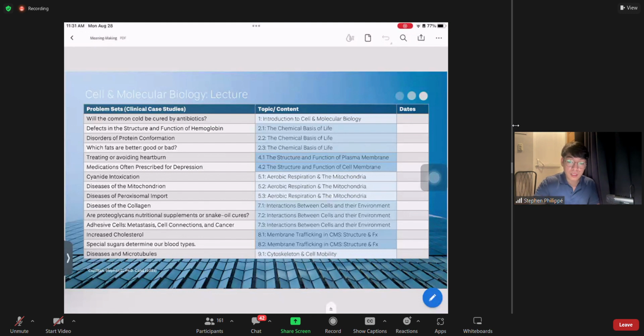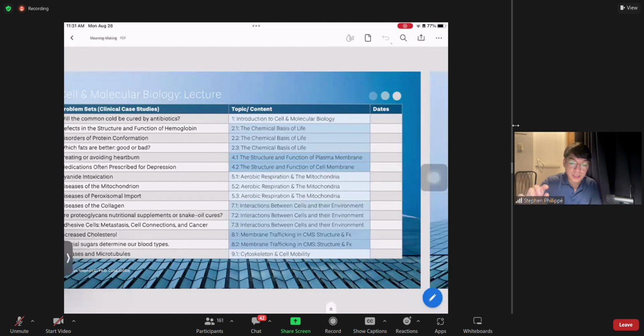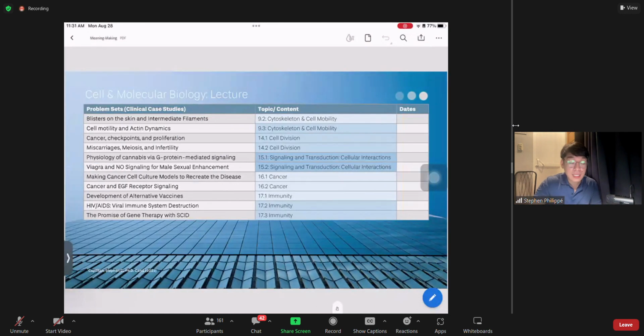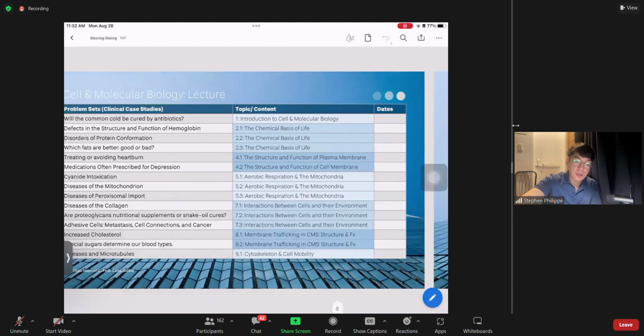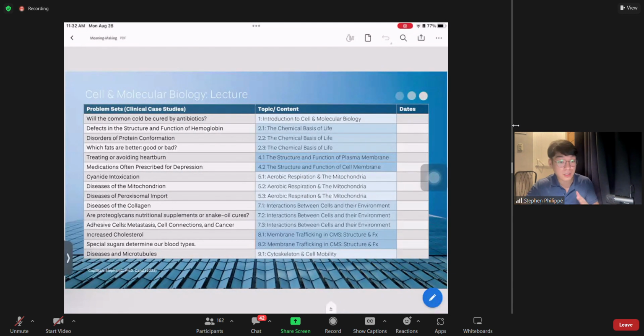So here is the one that I created. It's just very compressed. We're not covering the entire chemical basis of life. It's staggered, up until immunity, cancer, cell division, signaling, and all of these, with the concepts coming from Karp's book. But these are subject to validation.